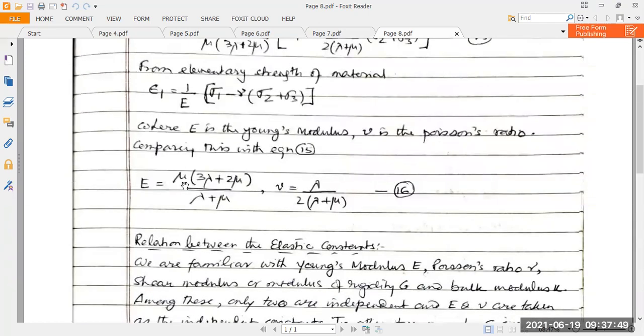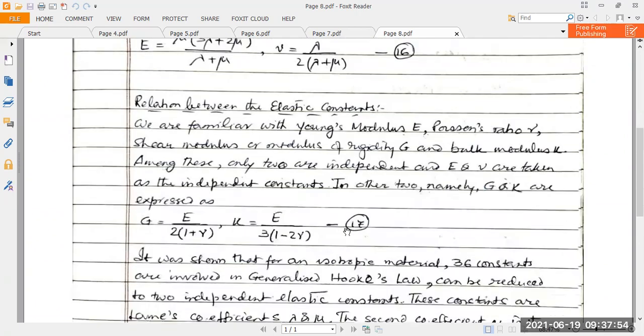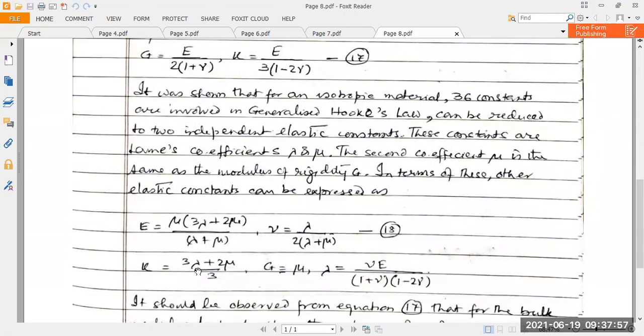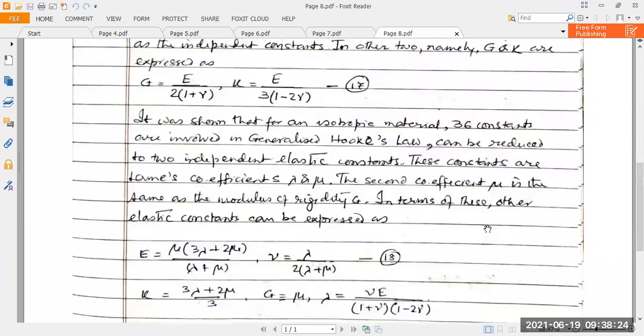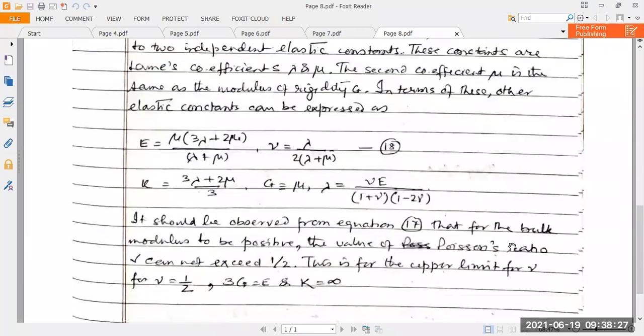E is equal to mu into 3 lambda plus 2 mu divided by lambda plus mu, and gamma is equal to lambda divided by 2 into lambda plus mu. K is equal to 3 lambda plus 2 mu divided by 3, and G is equal to mu. Let K be equal to this, and G equal to mu, then lambda will be equal to gamma into E divided by 1 plus gamma into 1 minus 2 gamma.